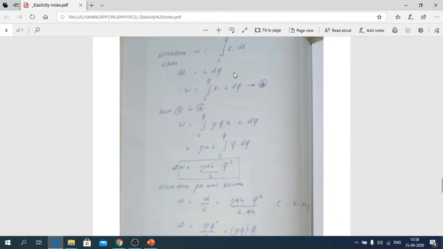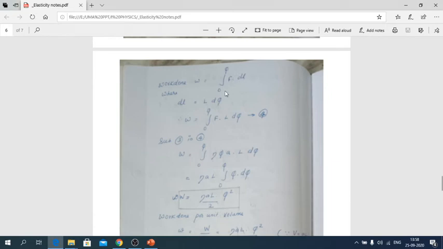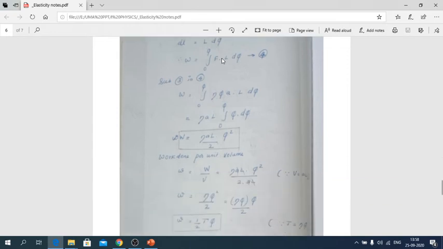We know that work done is equal to the integral of F dot dl with the limit 0 to phi, where dl is equal to L into d phi. So instead of dl, we substitute L into d phi. Then we know the formula for F.